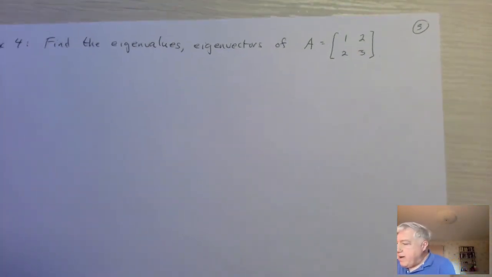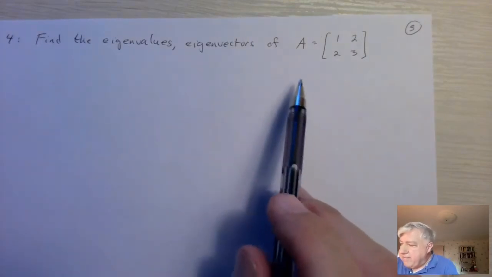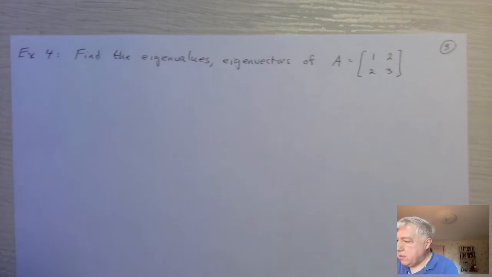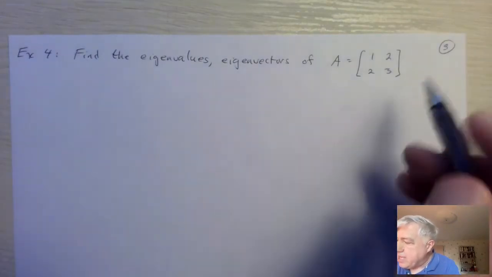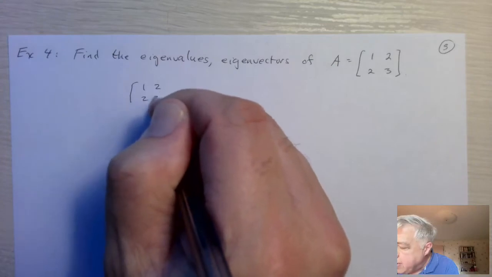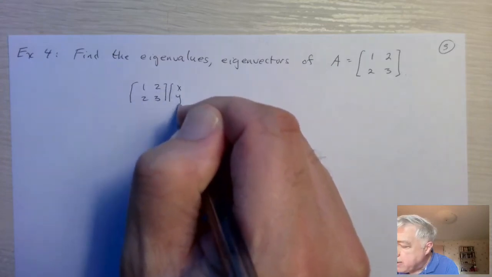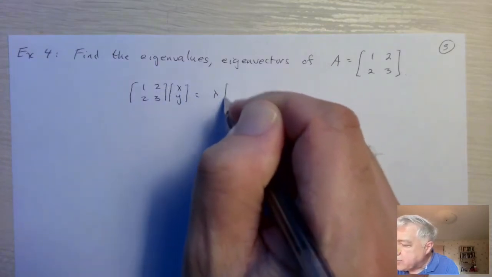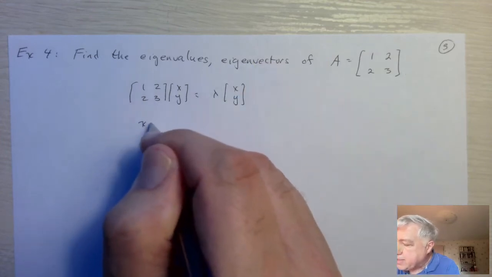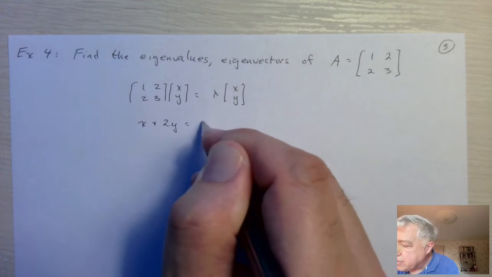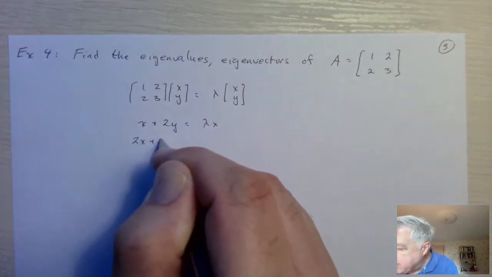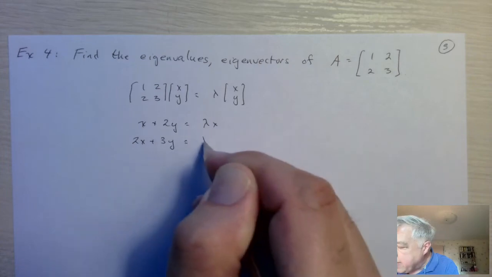Let's say we want to find the eigenvalues and eigenvectors of this matrix A, [1, 2; 2, 3]. All right, so let's set this up the same way. We set [1, 2; 2, 3] times (x, y) equals lambda times (x, y). And then this gives us x plus 2y equals lambda x, and 2x plus 3y equals lambda y.